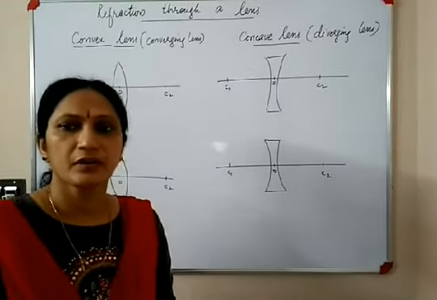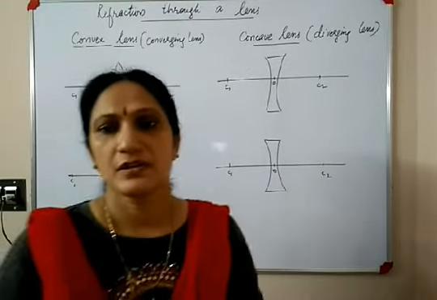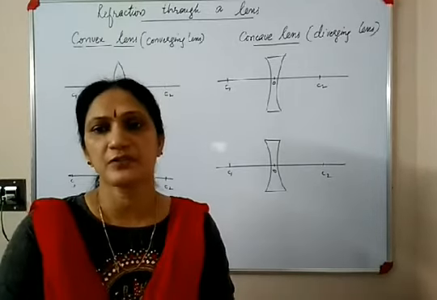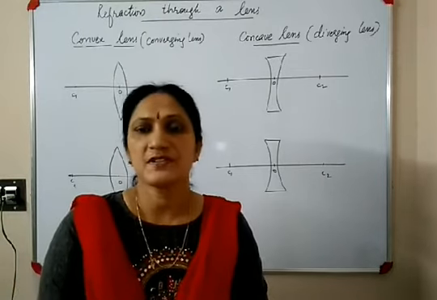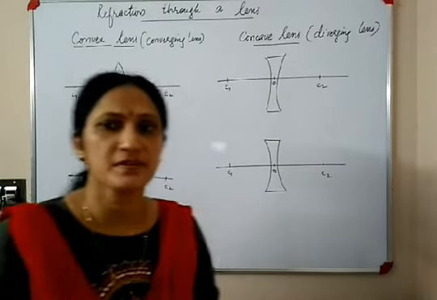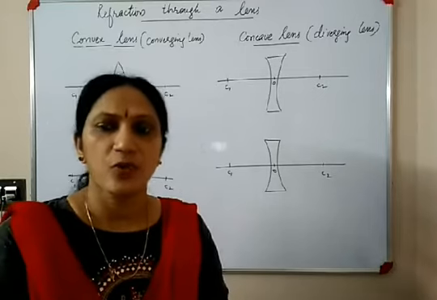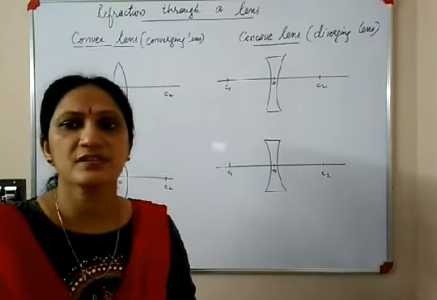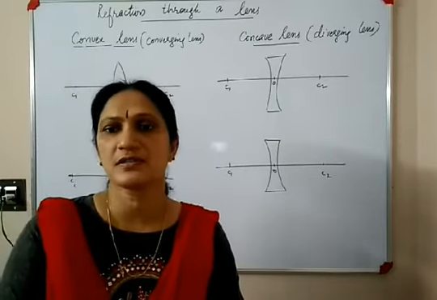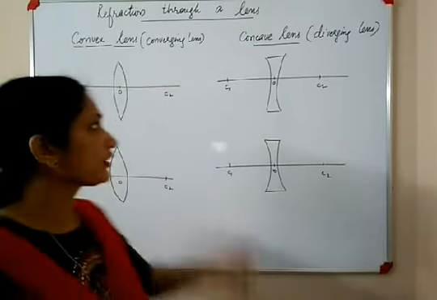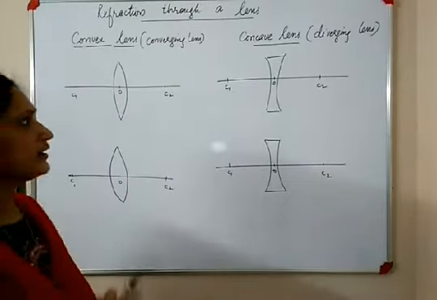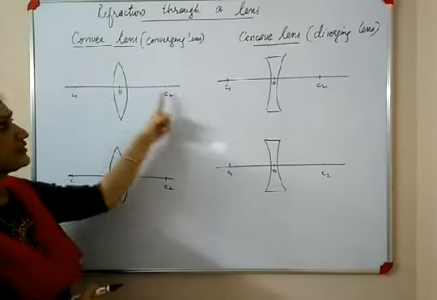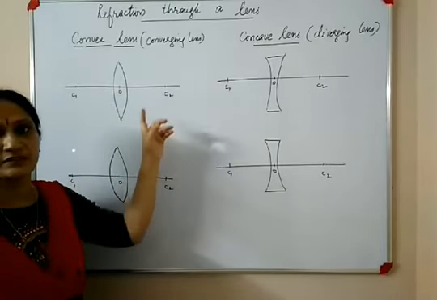Now next term, principal focus. A convex lens and a concave lens have two principal foci: first principal focus and second principal focus. Focus in plural is foci, F-O-C-I. So let us see what is the meaning of first principal focus and second principal focus of a convex lens. Here in the diagram I have shown the optical center, and centers of curvature C1 and C2 on both sides.